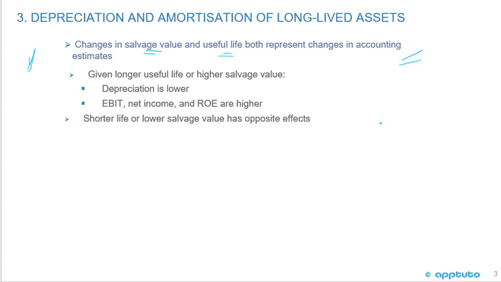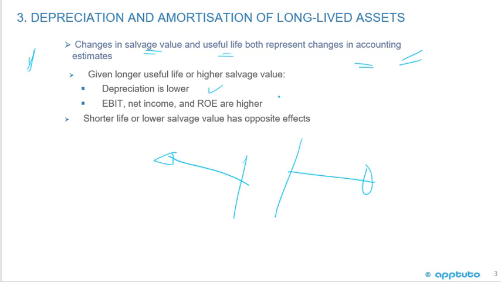And so changes in salvage value and useful life both represent changes in accounting estimates. And what do we do for accounting estimates? It's not a change in a policy, we don't need to retrospectively restate, we just make the change going forward, okay? And so given longer useful life or higher salvage value, if we extend the useful life, our depreciation expense is going to be lower.